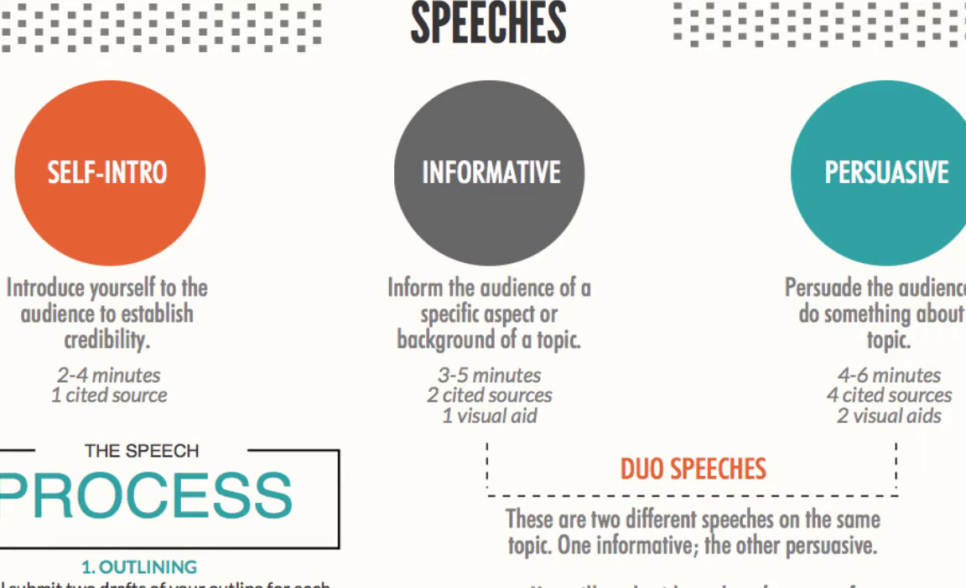The next 2 speeches, the informative and persuasive speeches, make up the duo speeches. They are 2 different speeches, but they happen to be on the same topic. So first you're going to inform the audience about a specific aspect of your topic, and then later on in the semester you're going to persuade us to do something about that same topic. You will also be presenting your speeches with your cohort. Again, I'm going to give you a lot more information and tutorials on how to do this in the future.